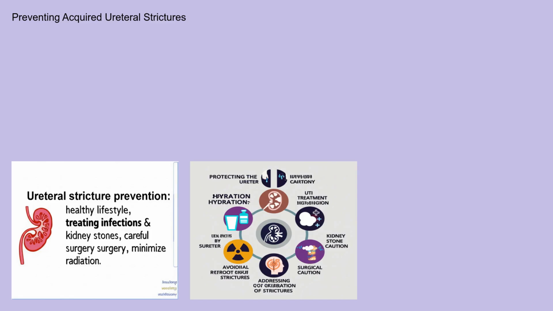Preventing ureteral strictures, particularly acquired ones, involves addressing the underlying causes. Prompt treatment of kidney stones can prevent them from causing ureteral damage. Minimizing trauma during urinary tract surgeries can also reduce the risk. Avoiding unnecessary radiation exposure to the pelvic area is important. Staying adequately hydrated and promptly treating urinary tract infections can help maintain a healthy urinary system.